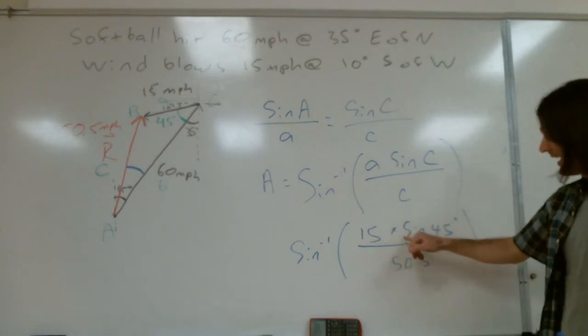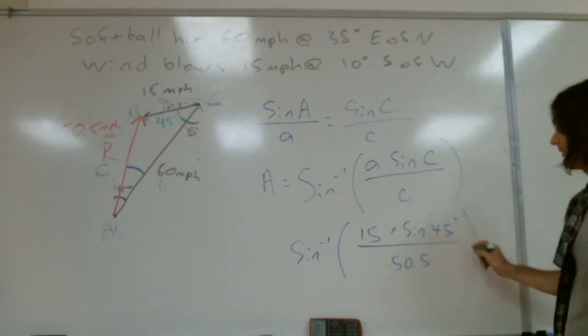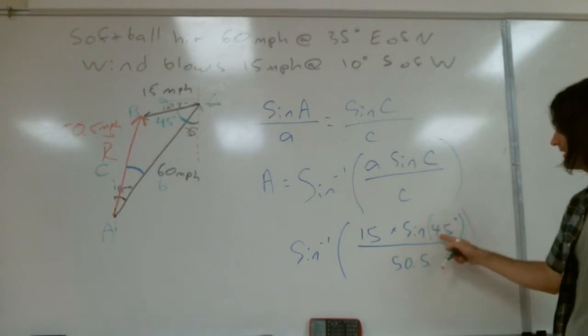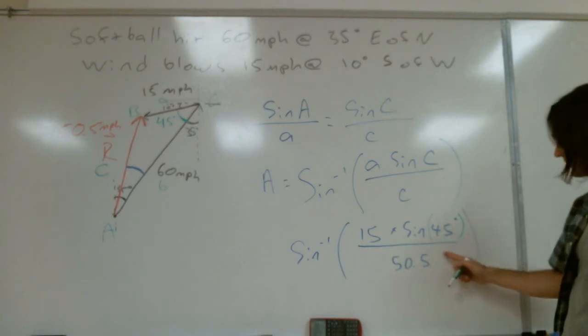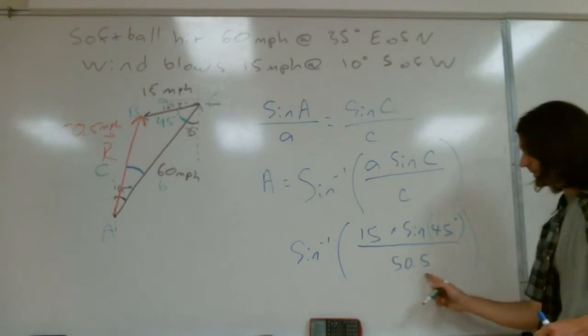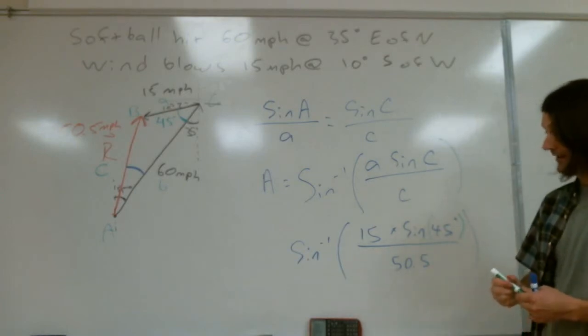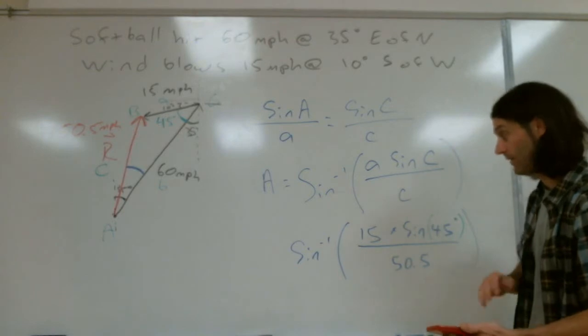Okay? Now, when you push this, push the inverse sine button first, it'll give you a parenthesis. Keep the 15 times and then use the sine. It will give you another parenthesis, 45. Close that one parenthesis to tell the calculator you're done taking the sine of an angle. Then push the divide button, 50.5, and then close your original parentheses out to tell the calculator you're done taking the inverse sine of something.